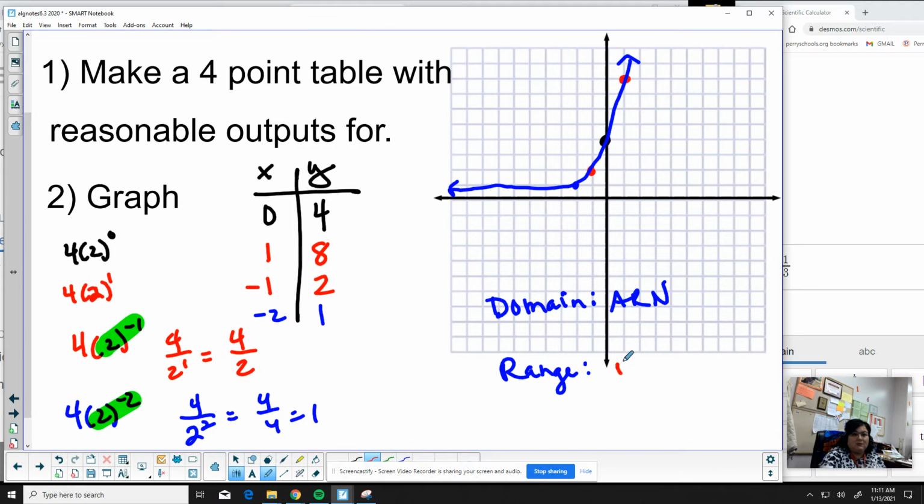So my range is y is greater than 0. So it's everything above 0. It doesn't equal 0 because it will never get there. There's no number I can put in for x that will make it 0. All right, let's try another one.